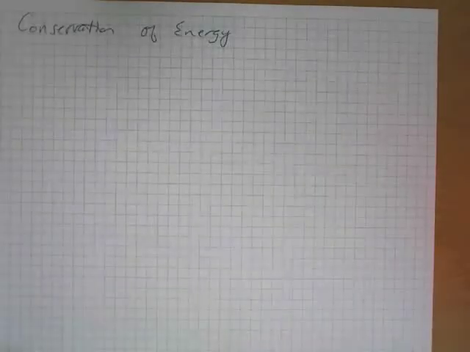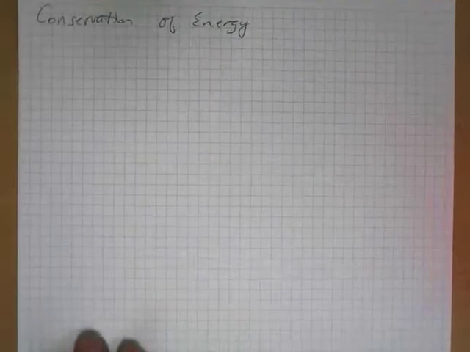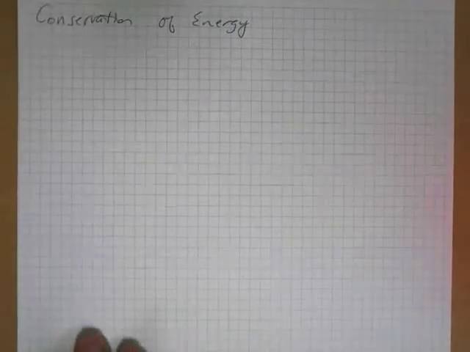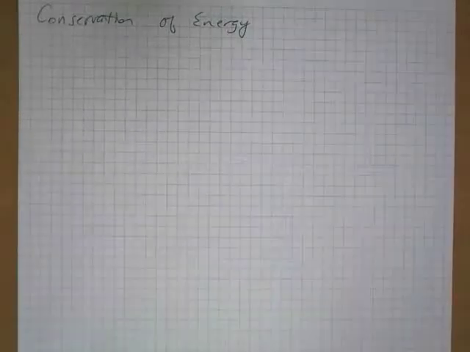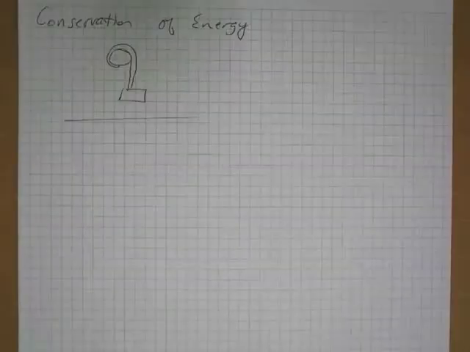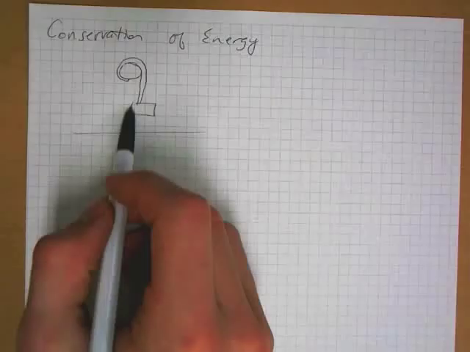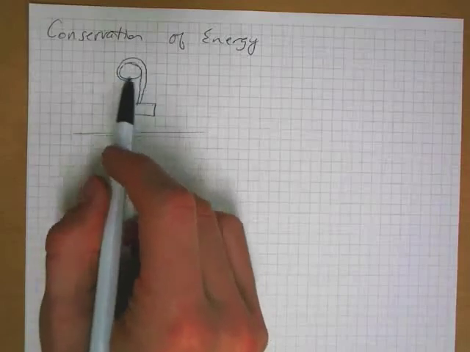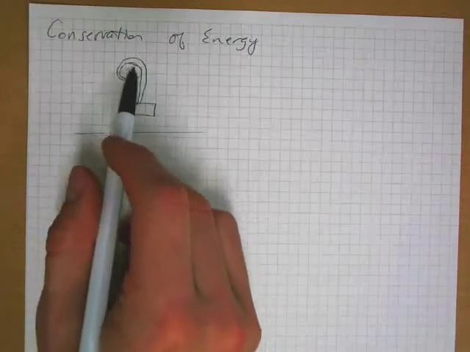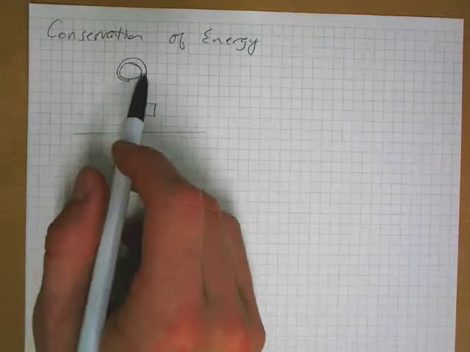Now, we already know the principle of conservation of energy, but we can apply it to rotational systems as well, or systems that are partially rotational and partially linear. Let's say, for example, we've got a mass and it's attached to this rope here, but this rope is wound around a disc, like a pulley sort of thing.